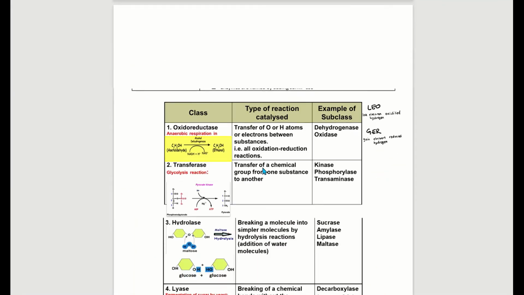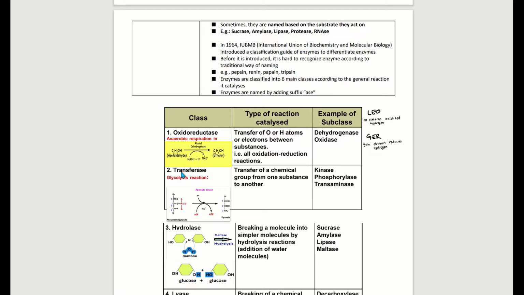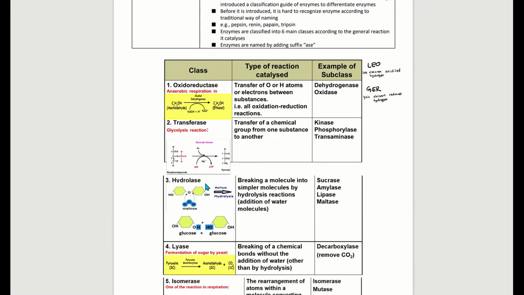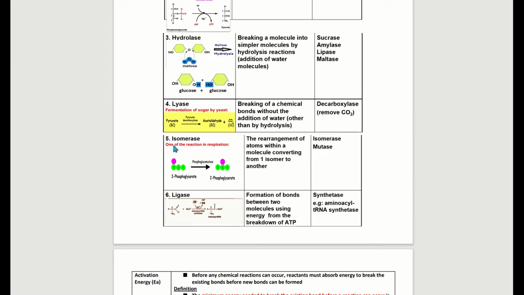So ada 6 kelas. Ada oxidoreductase, transferase, hydrolase, lyase, isomerase dan ligase.